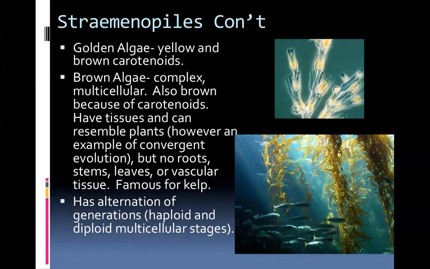They look like plants, however, this is an example of convergent evolution. Okay, they are not plants. They don't have roots, they don't have stems, they don't have leaves, and they don't have vascular tissue. Vascular tissue is what helps water go from the roots up to the top of the leaves. So please don't think that the brown algae are the most closely related to plants. They aren't, although they are photosynthetic and they are multicellular.